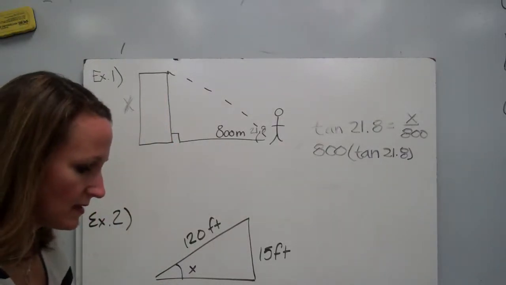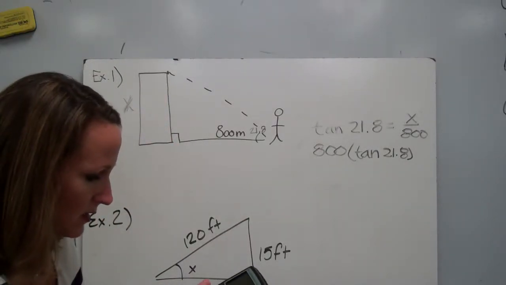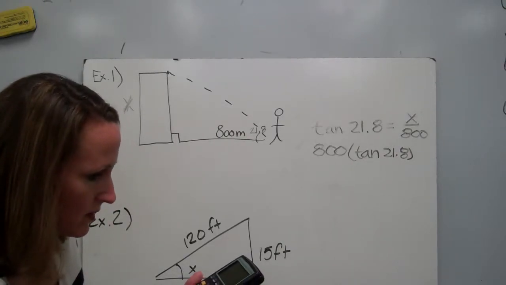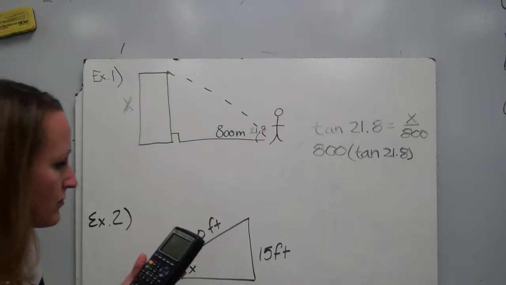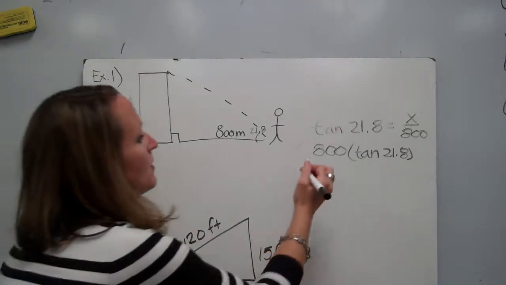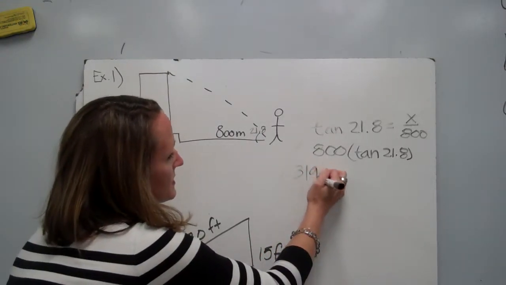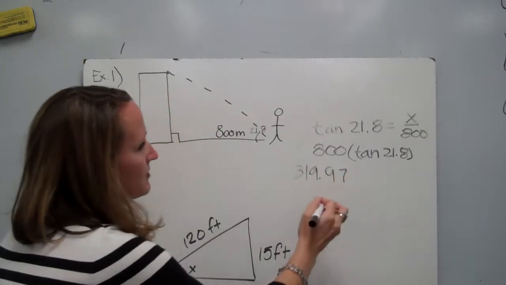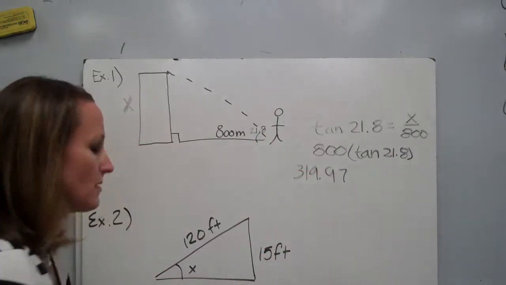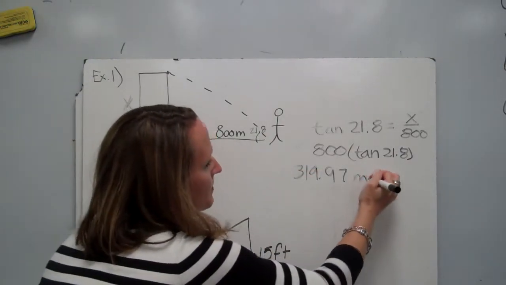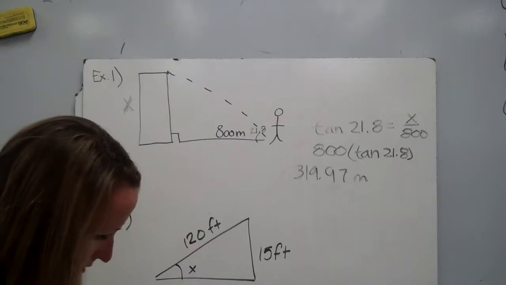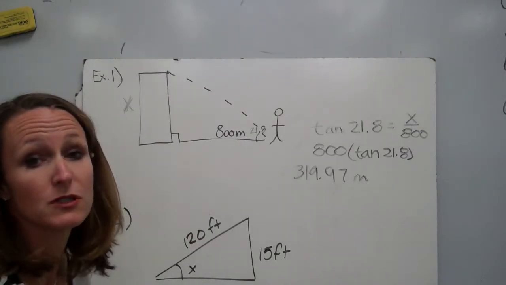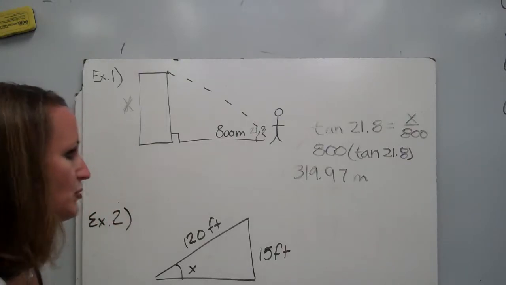and if you plug that in, 800 times tangent of 21.8, you get 319.97 meters. And if you Google the height of the Chrysler Building, you will learn that it is pretty close to that. So this problem is pretty spot on.